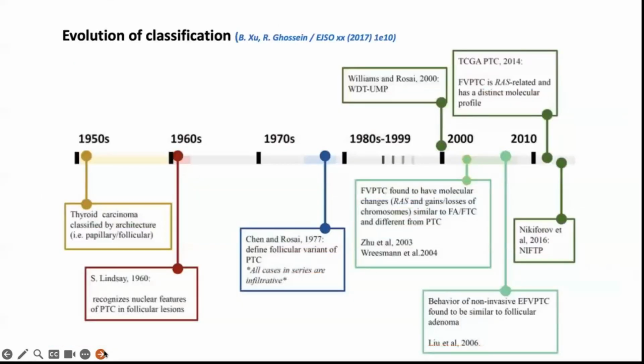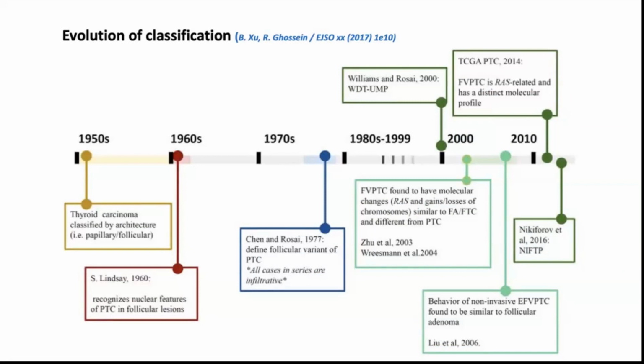As you can see in this picture, it depicts the timeline of the changes in the histological classification of well-differentiated thyroid cancers, which started around the late 1950s, where PTC was classified by architecture alone, that is papillary and/or follicular. Only in the 1960s, Lindsay recognized the nuclear features of PTC in follicular lesions. And only by late 1977 was the first follicular variant of PTC defined.